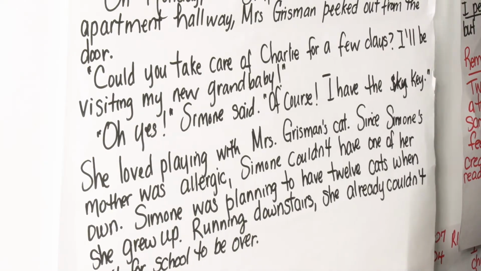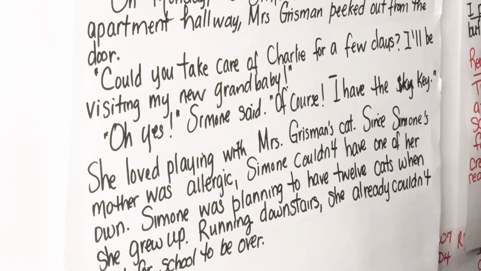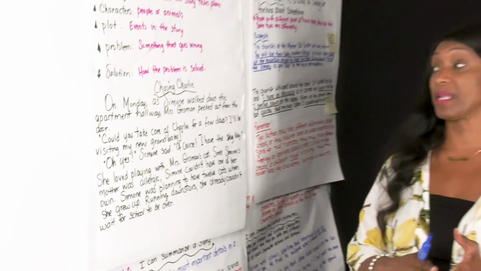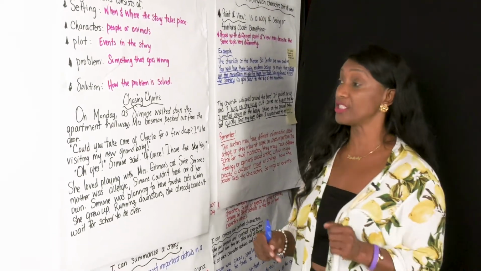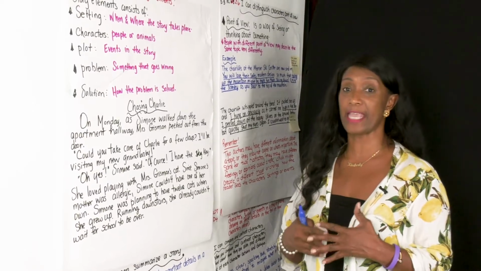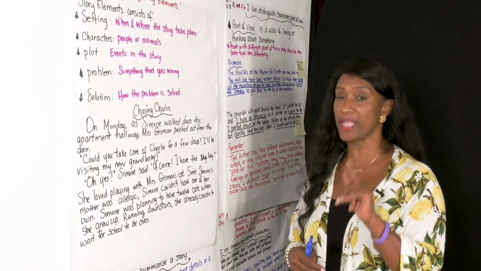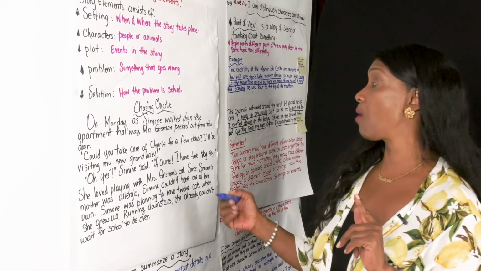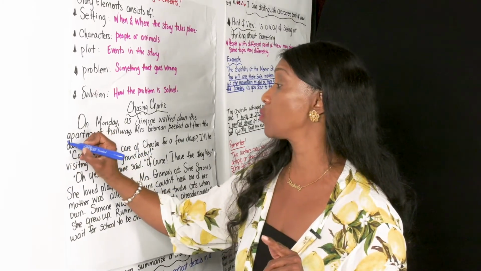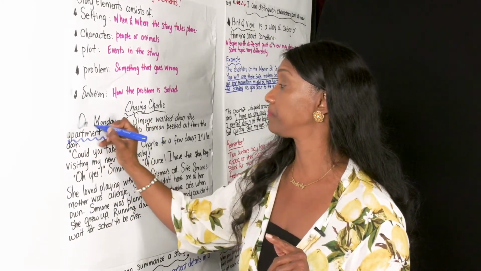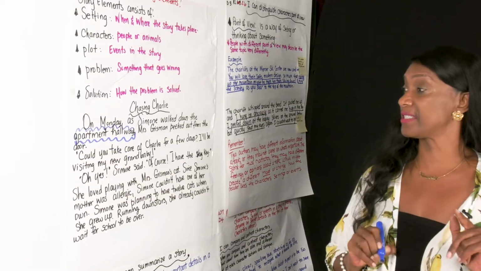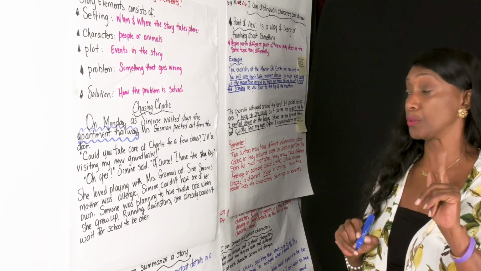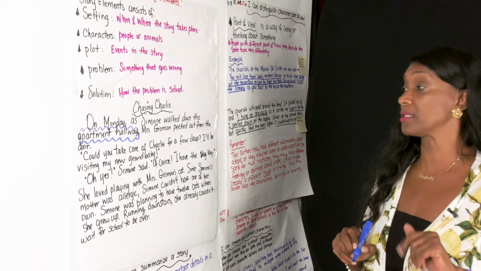Okay, let's stop and think right there, boys and girls. We said that our stories have settings, characters, plot, problem, and solution. Let's take a look at Chasing Charlie. What is the setting here? Remember, a story can have more than one setting. Yes, you are right, the apartment hallway. That's where Simone was. That's the setting right there. Do we see any other settings in the story? Remember to always reread your text too, okay? Rereading is a very, very important strategy.